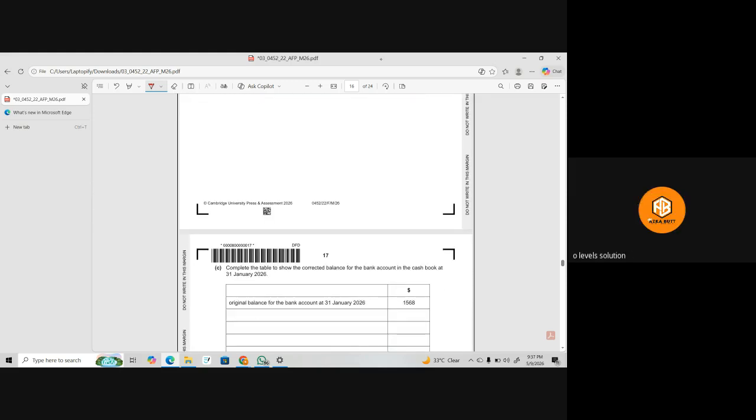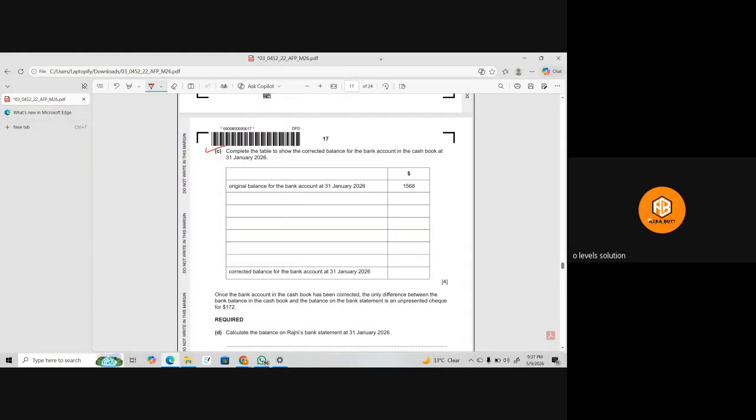Now they are saying that the original balance for the bank account is this. What we have to do is complete the table to show the credited balance of the bank account in the cash book at 31st January 2006. We have this original balance, which is 15,068. So let's go up.